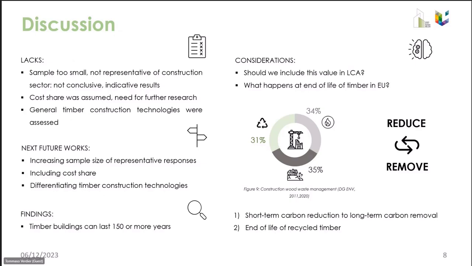And also, a second question is, even if we manage to, let's say, achieve 80-90% timber recycling, after 200 years, 300 years, when this recycled timber reaches its end of life, what will happen to this timber?